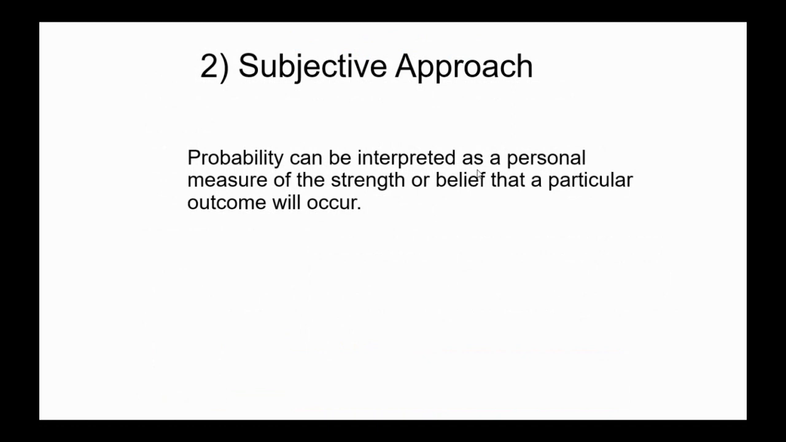Okay, so let's look at the subjective approach. This is probability that can be interpreted as a personal measure of strength or belief that a particular outcome will occur. So if Tiger Woods was golfing on the same course you were, Stephen, he'd probably hit way under par compared to what you would, right? Yes. Definitely. So that's subjective. His chances of hitting it at a lower par would be higher.